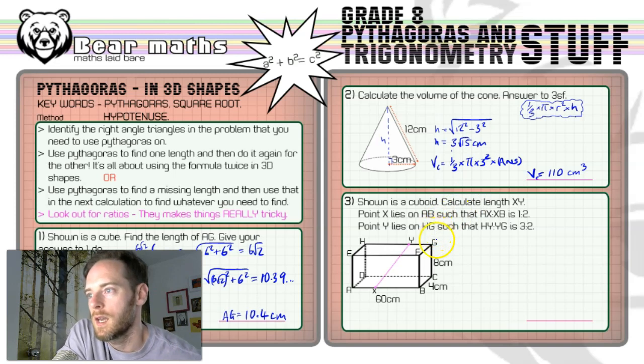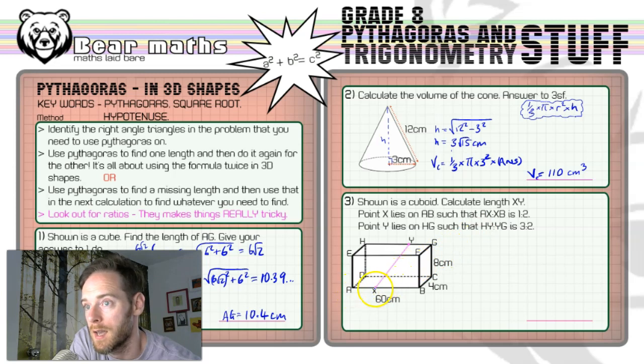Now in question 3, we've got a bit of ratio going on here. Shown as a cuboid, we've got to calculate the length of x to y. So obviously we're using some Pythagoras again here. But we've got this ratio going on. Point x lies on AB such that AX to XB is 1 to 2. So A to X, there to there, is one part out of the whole 3 parts all the way along. And we know that length A to B is 60 centimeters.